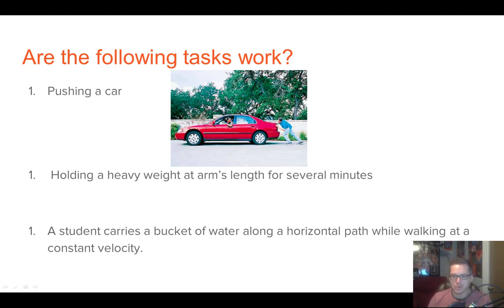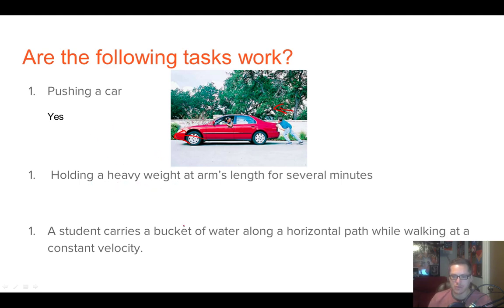Well, we're pushing it, right? And let's just assume that it moves. So you're applying a force in this direction, and then the car is moving in this direction. So yeah, that would be work, because you're applying a force and it's going a specific distance. So yeah, that's work.